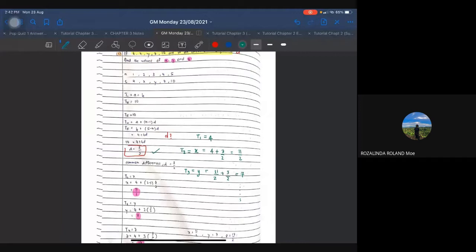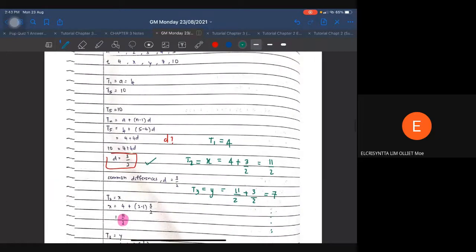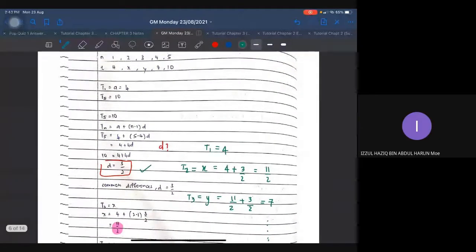Boleh tanya, kan tu T5 sepatutnya equals to 4 plus (5 minus 1)d kan? Kenapa dia punya answer 4 plus 4d? Kan 5 minus 4 is equals to 1. Oh, saya rasa dia typo kat sini. Oh, saya salah tulis itu. Salah tulis kan? Yeah. Sorry. Okay, thank you. Sepatutnya 1. Okay, so betul.